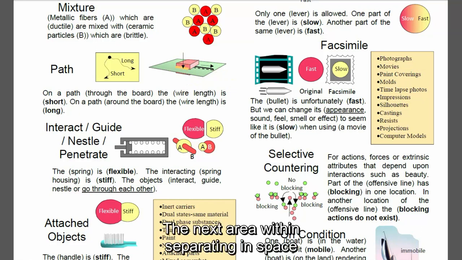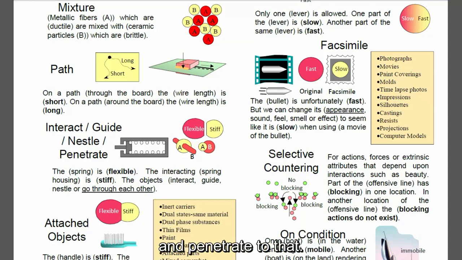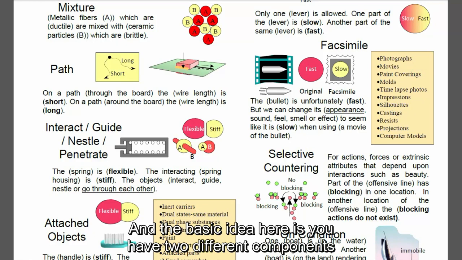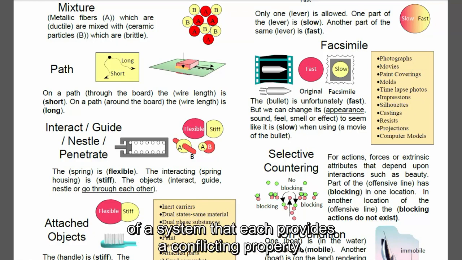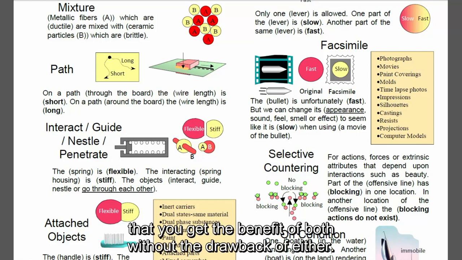The next area within separating in space is called interact, although they add also guide, nestle, and penetrate to that. And the basic idea here is you have two different components of a system that each provides a conflicting property, and you're able to configure them so that those two components with their two conflicting properties interact in a way that you get the benefit of both without the drawback of either.